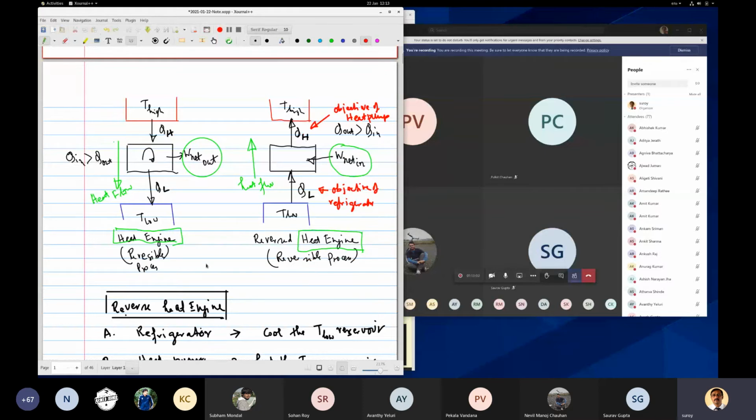Now let us talk about a heat engine, right? What is a heat engine? We'll talk about a heat engine and a reverse heat engine. A heat engine is something which produces net work, right? This is the net work. It is producing some net work output, and it has to take heat from a higher temperature body and has to give heat out to a lower temperature reservoir, right? So it will take heat, and this is the only way we can have a heat engine.